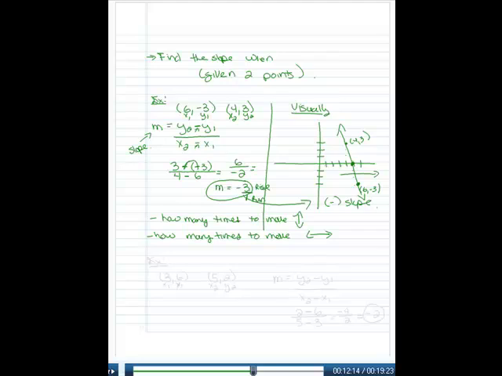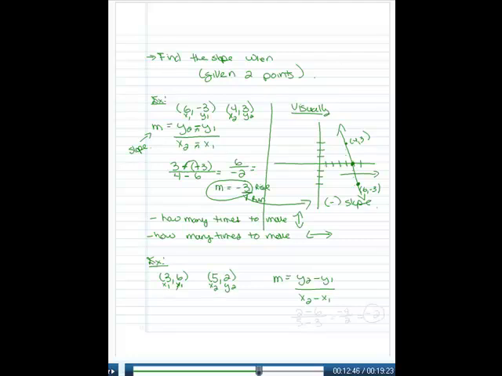So let's try a couple more problems. Let's look at another example. Let's say that they gave us the points (3, 6) and (5, 2). So again, I know my formula is m equals y2 minus y1 divided by x2 minus x1. So that I don't get confused, I like to label everything. This is my first x and my first y. This is my second x and my second y. So I'm going to plug them in accordingly.